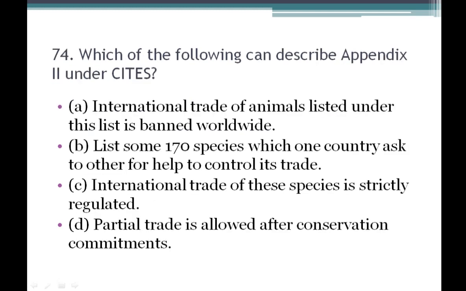Question number 74. Which of the following can describe Appendix 2 under CITES? Option A. International trade of animals listed under this list is banned worldwide. Option B. List some 170 species which one country asks another for help to control its trade. Option C. International trade of these species is strictly regulated. Or option D. Partial trade is allowed after conservation commitments. The correct answer is option C.